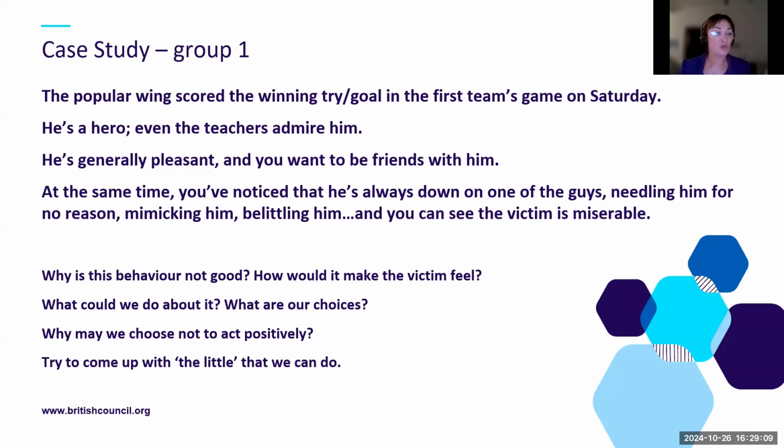So that group had to go and work out why this behavior is not good. How would it make the victim feel? What could we do about it? What are our choices? Why might we not act positively? And they had to try and come up with a little, because we know nobody's going to go to the big wing and tell them to stop. So we have to find our little.